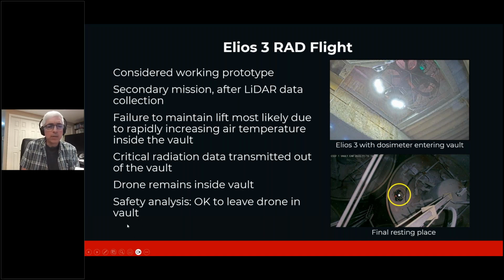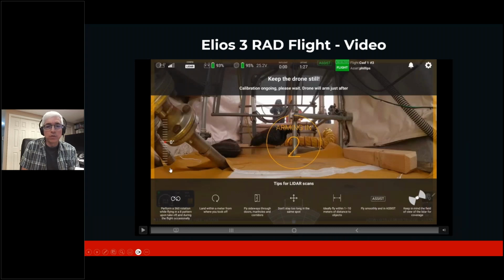The safety analysis indicated that there was no issue to human safety or the integrity of the storage bins to leave that drone down there. And the good news is we were able to successfully transmit out the radiation readings, which gave our RAD engineers a very solid understanding of what those radiation levels were inside the vault.